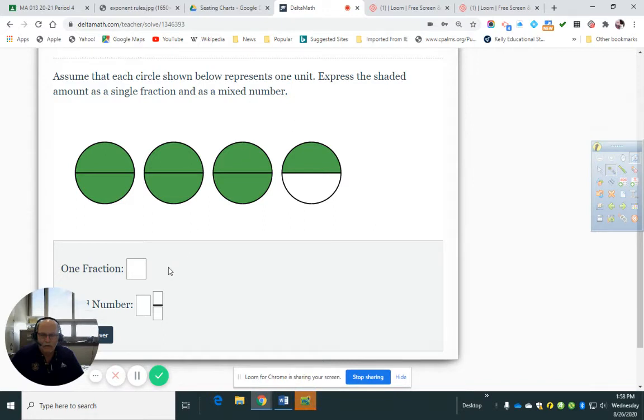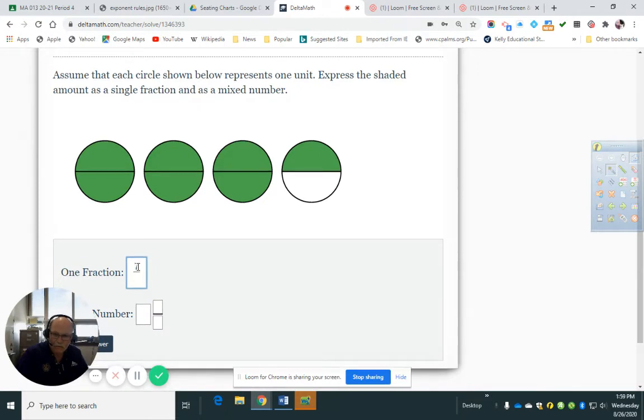So if I look at this, my single fraction, and if one circle is a unit, that means what the circle is split up into is going to be my denominator, and then my numerator is going to be the number of shaded areas I have here. So if I look, I'm going to say 1, 2, 3, 4, 5, 6, 7, right? So 7 out of 2, 7 halves.